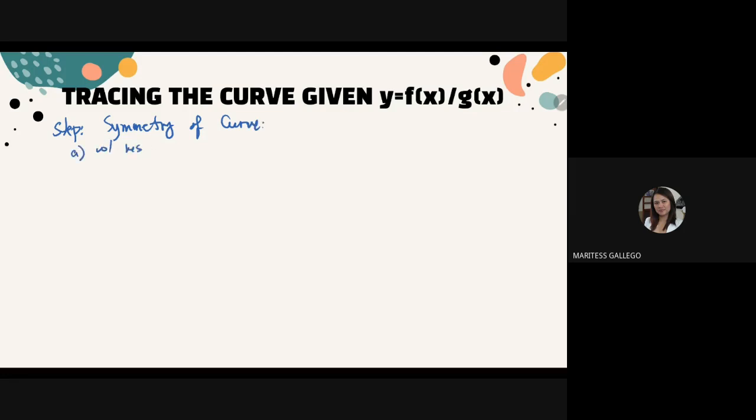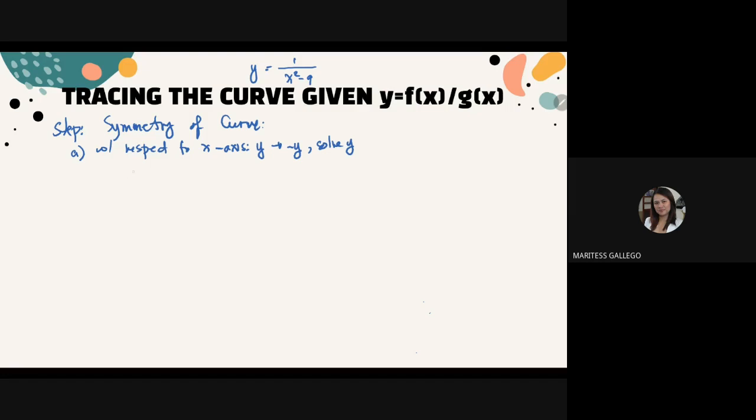So with respect to x-axis, so anong ginagawa natin pag with respect to x-axis? What do we replace? We replace your y by negative y. And then we solve for y. Okay. So ano yung given na function natin? Y is equal to 1 over x squared minus 9. So, isolve natin.